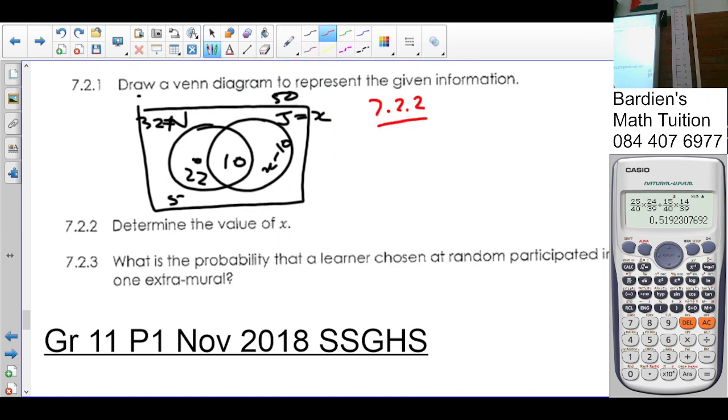So we know that this whole set here, which is 32 plus X minus 10 plus 5 equals 50. Or I could have said 22 plus 10 plus X minus 10 plus 5 equals 50. Remember, all those parts add up to the total number, which is 50.